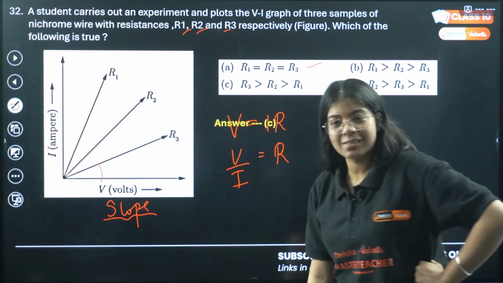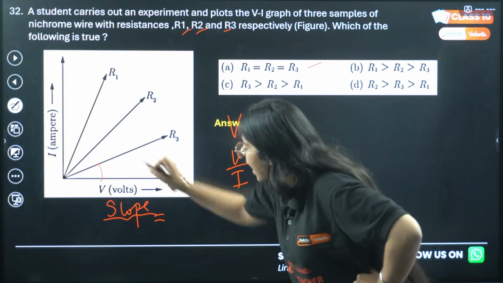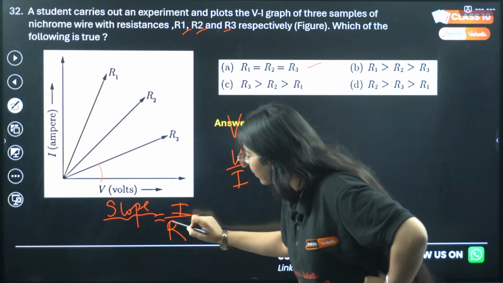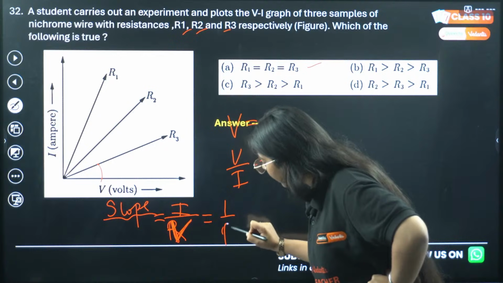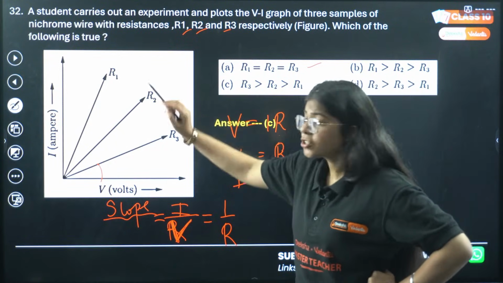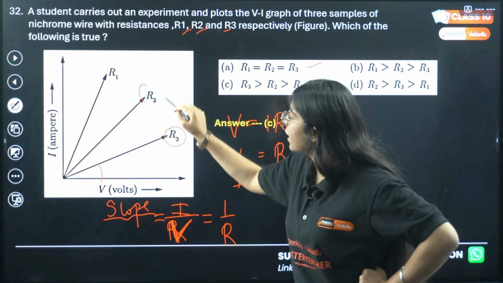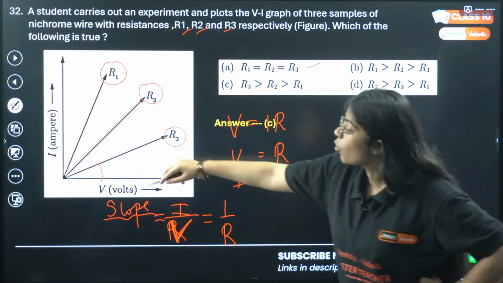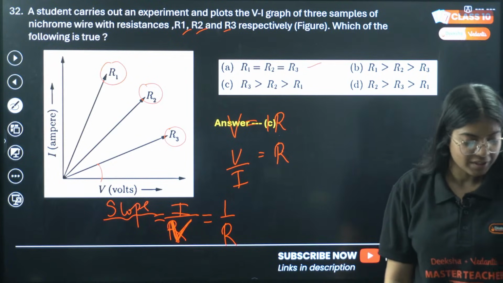Answer is actually C. Now, the slope of this will be I by V, which will be equal to 1 by R and not R. That's why R1 is not greater than R2 in this case. In this case, R3 is greater than R2 and R2 is greater than R1. Why? Because the slope is inverted here. Correct?